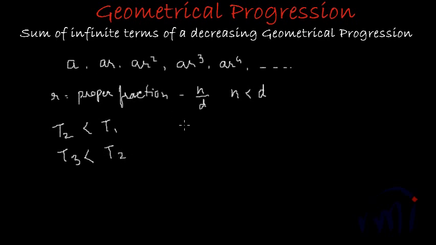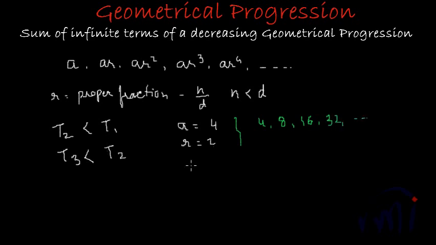Suppose we have the value of a as 4, and we consider the value of r as 2. The series will be 4, that is the first term. Second term will be ar, that will be 8. Third term will be ar square, that is 4 multiplied by the square of 2, that is 4 fours are 16, and fourth term will be 32, and so on, right?